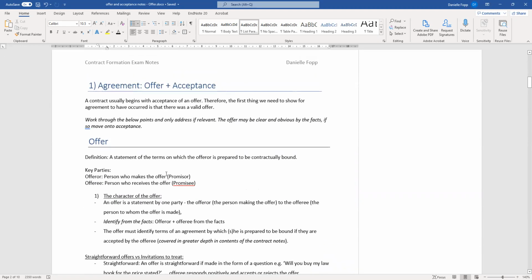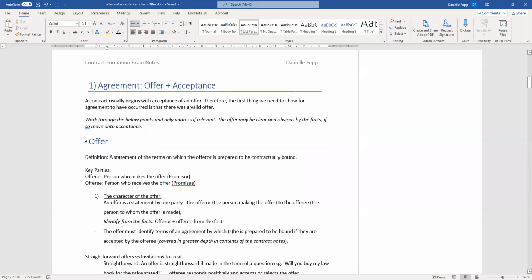So in our notes for contract formation, this would all obviously be in one document. Today, we're just looking at offer, but offer is part of offer and acceptance. So we're going to put it all under agreement for when we combine our notes together. So a contract usually begins with acceptance of an offer. Therefore, the first thing we need to show for agreement to have occurred is that there was a valid offer.